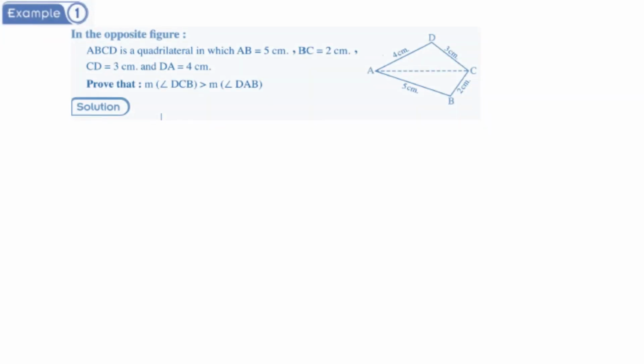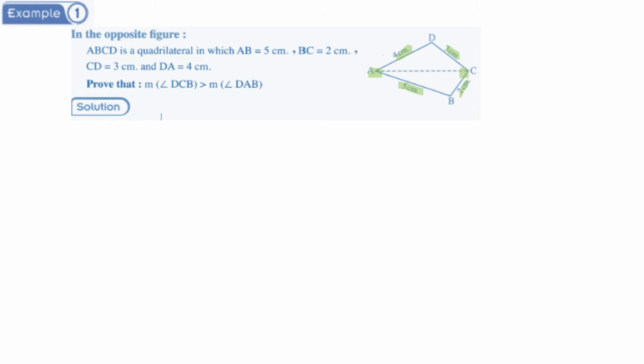Example 1. In the opposite figure, ABCD is a quadrilateral in which AB equals 5 centimeters, BC equals 2 centimeters, DC equals 3, and AD equals 4 centimeters. We want to prove that the measure of angle DCB, this angle, is greater than angle A.